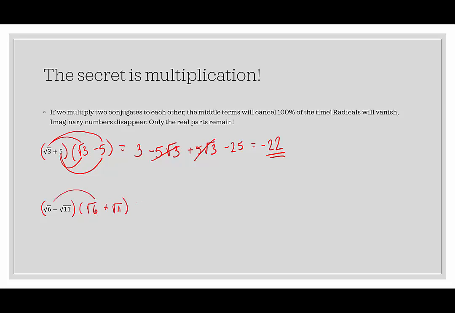Root 6 times root 6 is the square root of 36, which is 6. Then here we have plus the square root of 6 times the square root of 11, which would be the square root of 66. Here we have minus the square root of 11 times 6, which would be minus root 66. And then we have minus 11, square root of 11 times the square root of 11. That's minus the square root of 121, which is 11. Oh my goodness, there go the radicals, leaving behind minus 5, a real rational number.